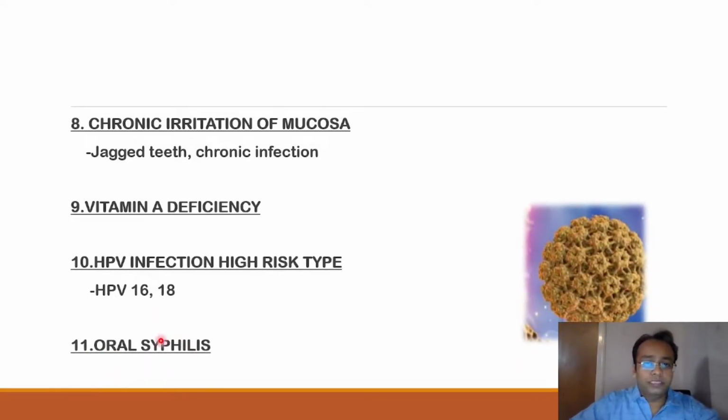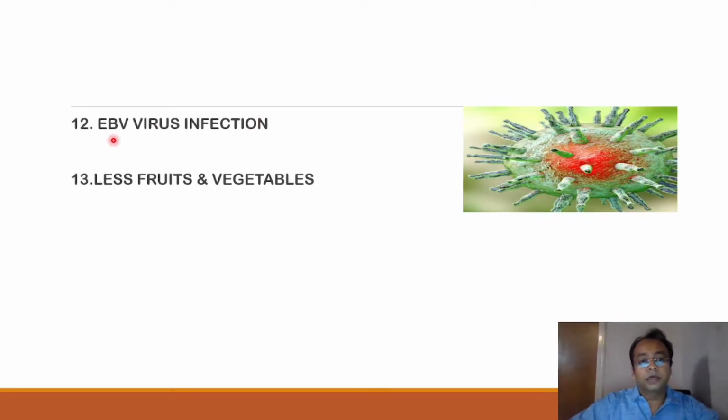Oral syphilis, obviously, chronic infection puts you at risk of development of SCC. Many SCC patients show positivity with Epstein-Barr virus infection, so it is also one of the etiological factors. And interestingly, if you are taking less fruit and less vegetables, then you are at a higher chance of development of SCC. That's why it's advisable to eat more fruits and vegetables.